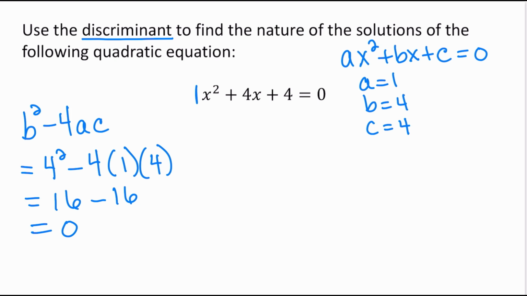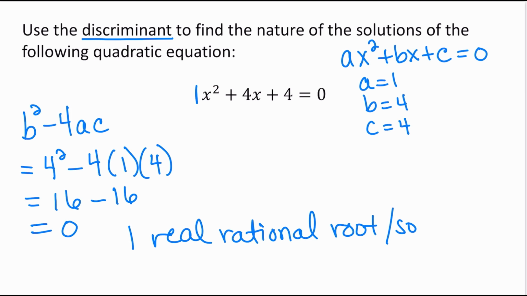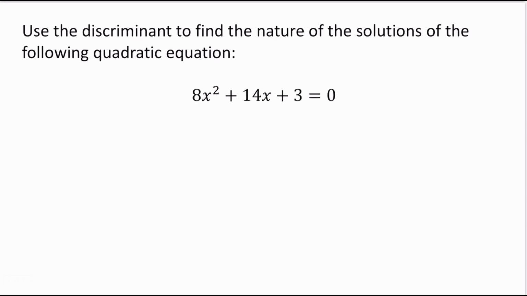This means that I have one real rational solution or root. Those words are used interchangeably in talking about quadratics. And I consider this a double root. Let's try another one. Use the discriminant to find the nature of the solutions of the following quadratic equation. Again, this is written in standard form, which is awesome. So a is equal to 8, b is equal to 14, c is equal to 3.